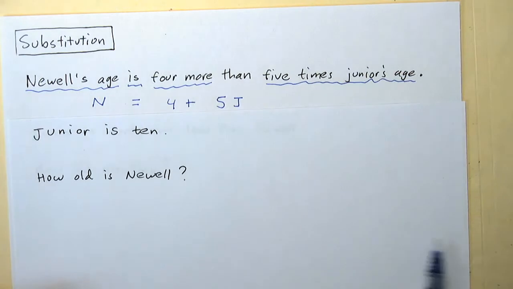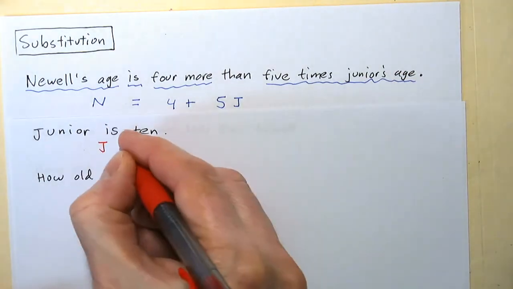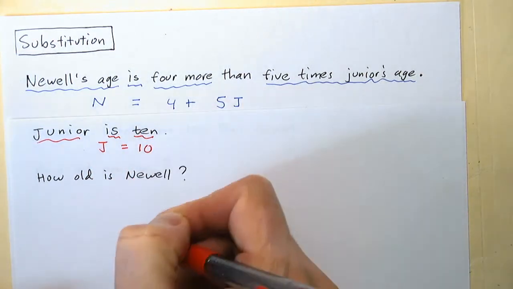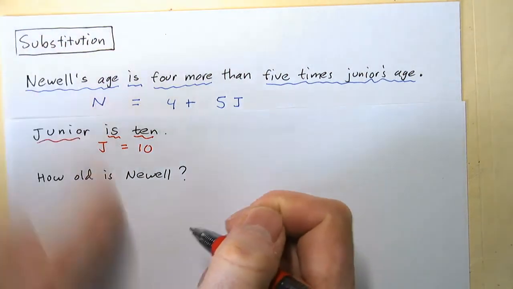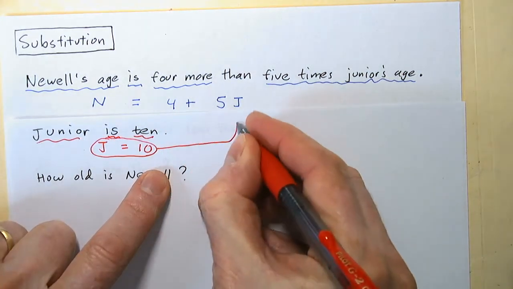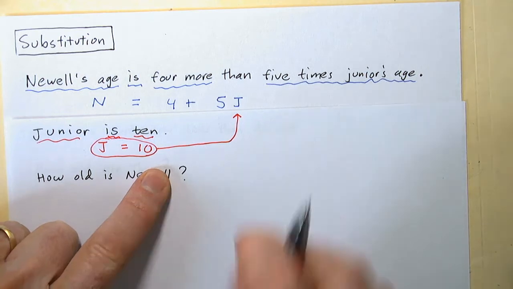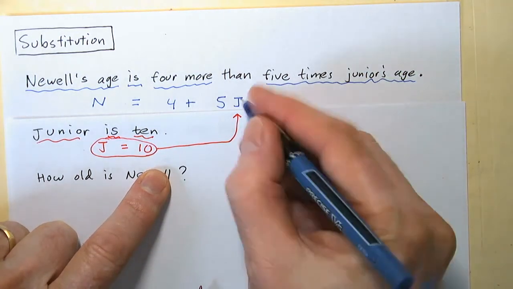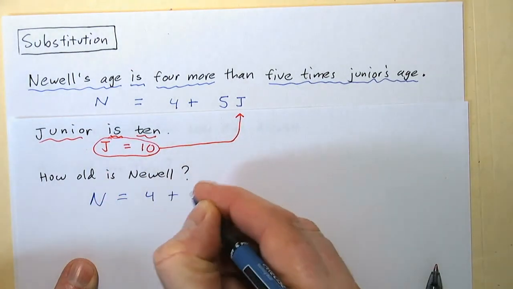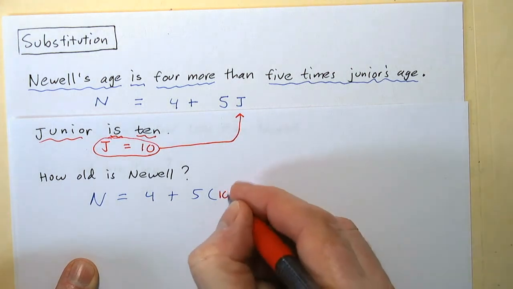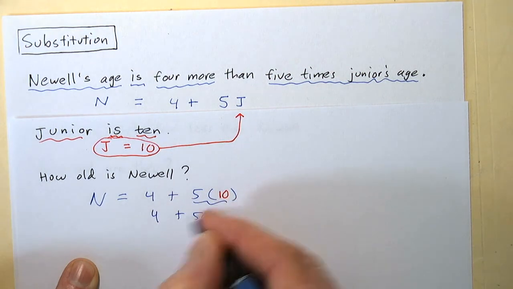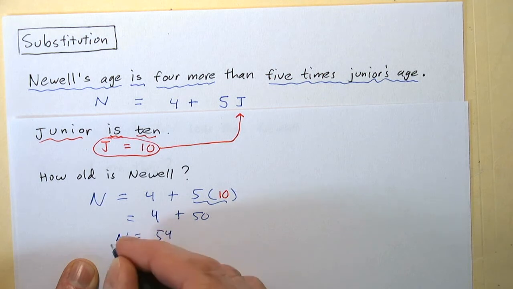Now it says Junior is 10, so we'll make an equation for him. Junior, how about J, equals 10. Now what would you do here? You substitute. That means replace. You would just go, well, I already know J is 10. So I just replace that with a 10. Newell is 4 plus 5 times J. J is 10. And then we could just solve it. Okay, so 4 plus 50. 54. Ta-da, we solved it.